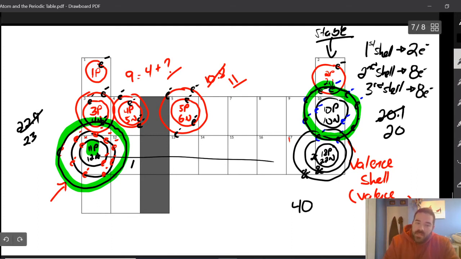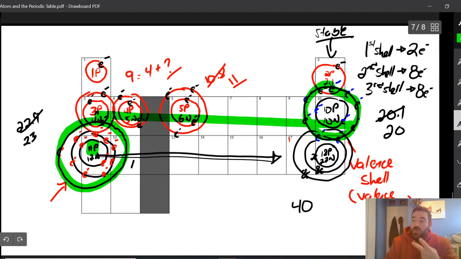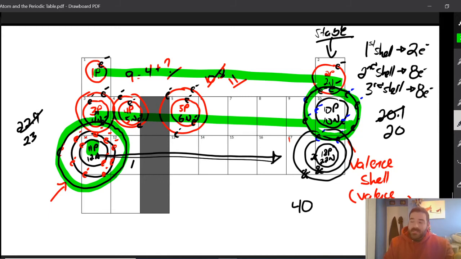So all of the atoms in this period have the same number of orbits. They all have 3 orbits. And every atom in the second period has 2 orbits. Every atom in the first period has 1 orbit. And that's the pattern of periods within the periodic table: every single row, all the atoms within that row contain the same number of electron orbits.